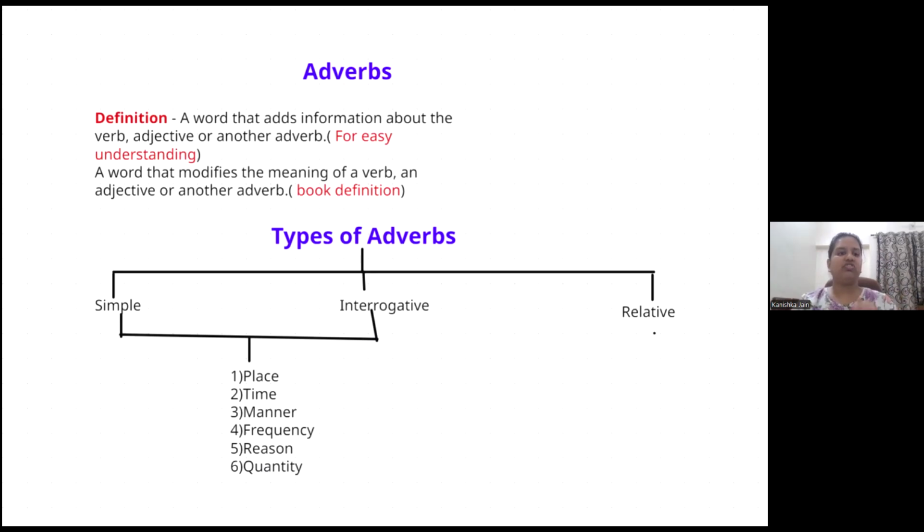Now, the book definition says: a word that modifies the meaning of a verb, an adjective, or another adverb. That's another way of learning it. Whichever you find simpler, please go accordingly.